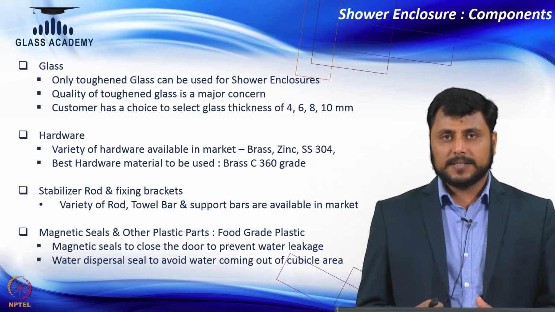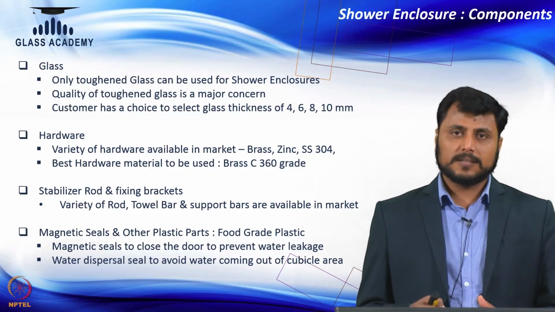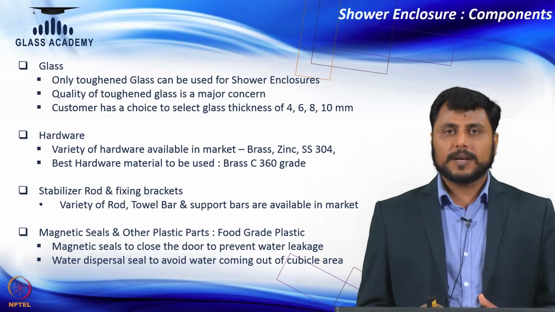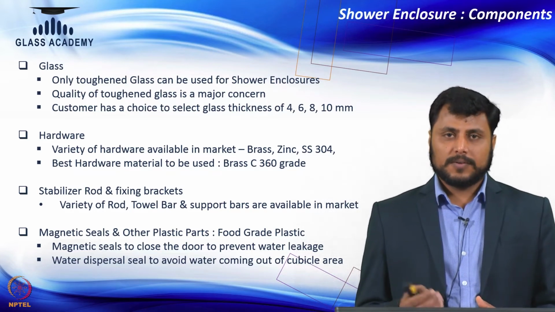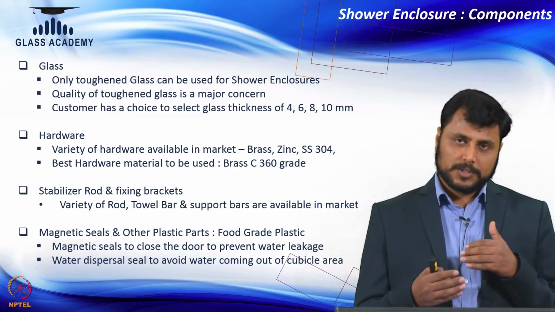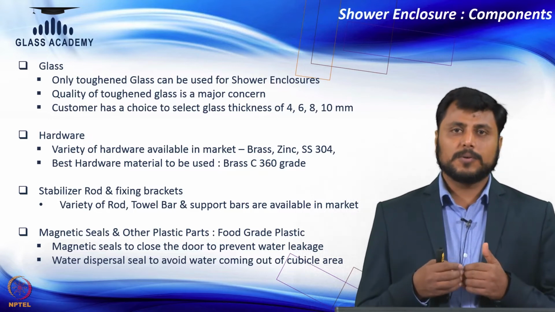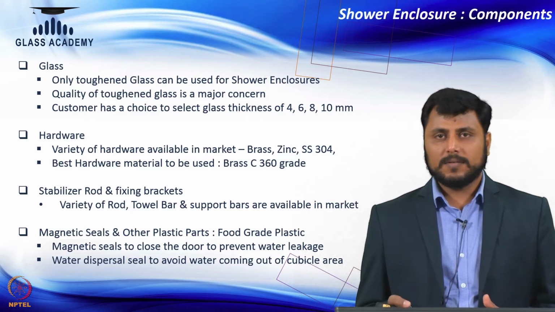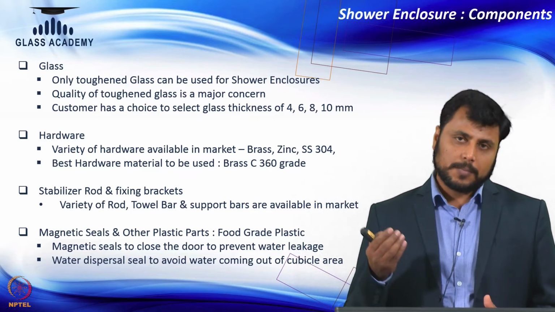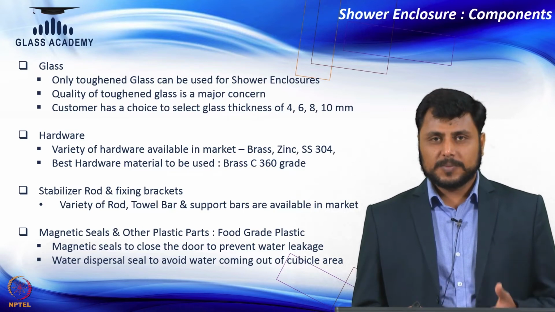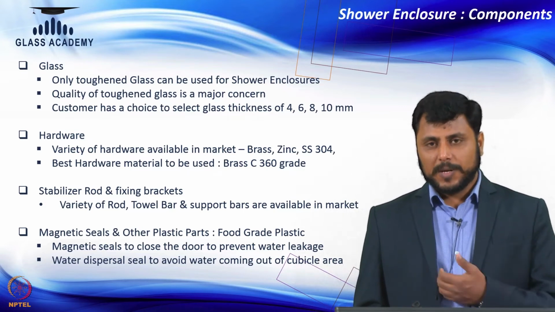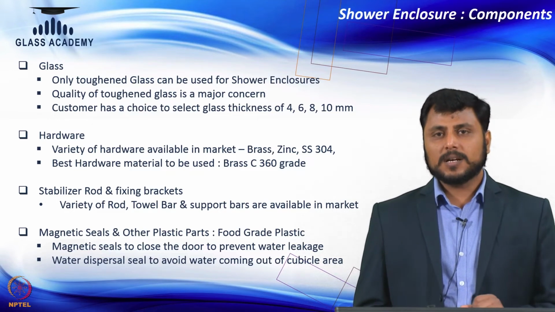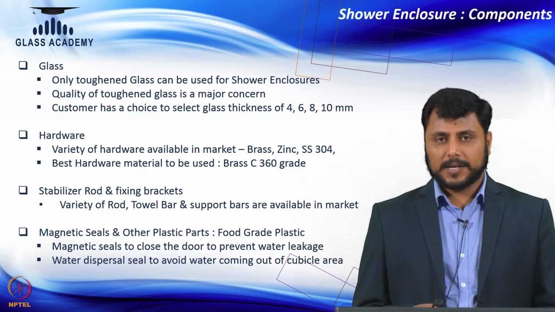Apart from connectors and stabilizer rods, there are magnetic seals and plastic seals, which are used for water leakage prevention. For example, a magnetic seal is used where the door closes, so that no water comes out of the door area. Plastic seals go on the side of the wall where the glass is fixed, so water does not come out from that area. Then there are water dispersal seals, so that once you open the door, water does not come out from the bottom. These are the major components of the shower enclosure product category.